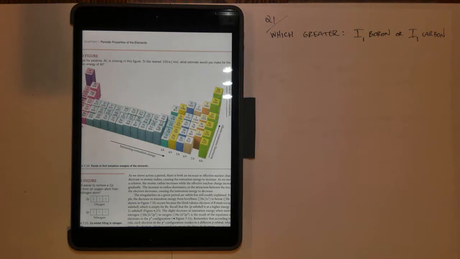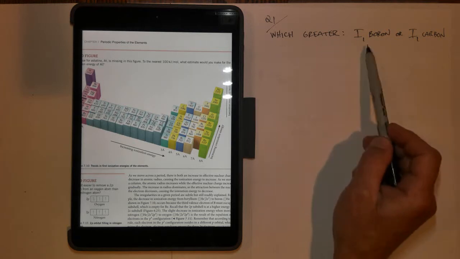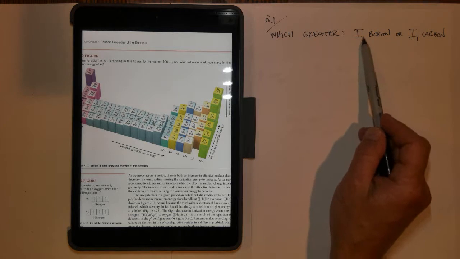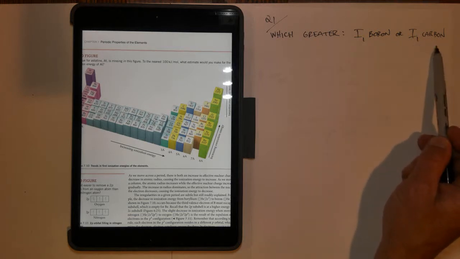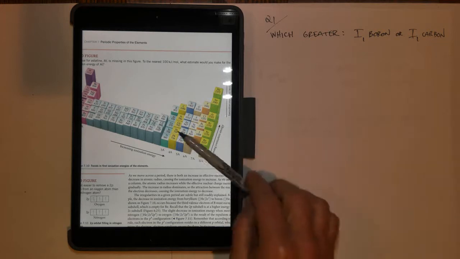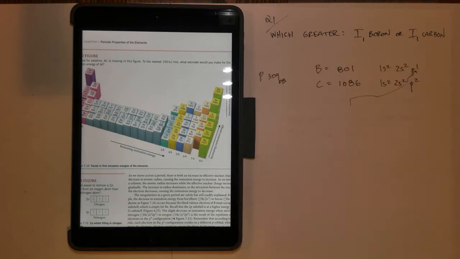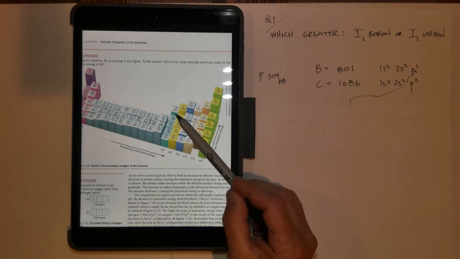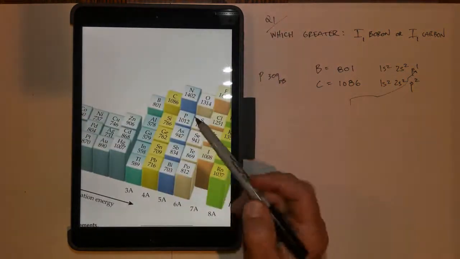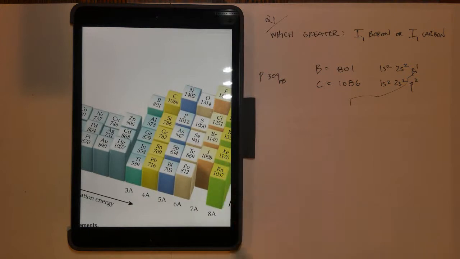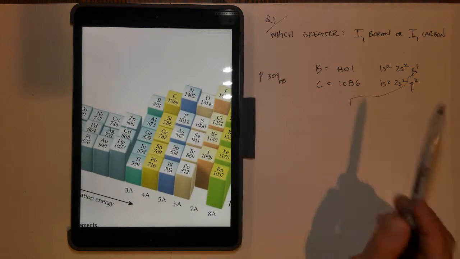All right, let's continue looking at ionization energy with some sample questions. We'll start with a real easy one right here. Which is greater, the first ionization energy of boron, or the first ionization energy of carbon? Well, you can cheat easily and just look in the book, and you can find out that boron's first ionization energy is 801, carbon's is 1086, and so carbon would have the larger ionization energy.